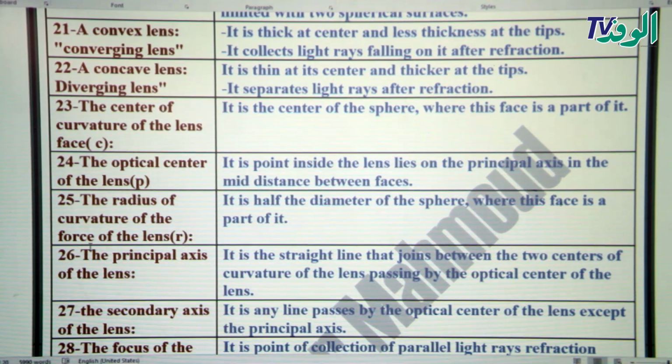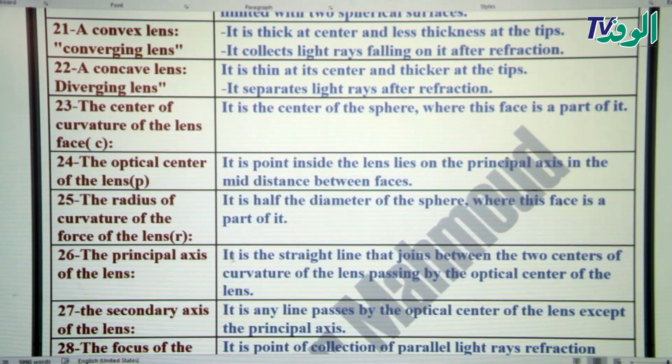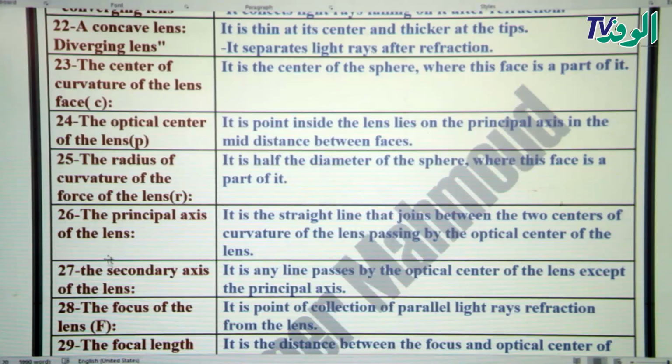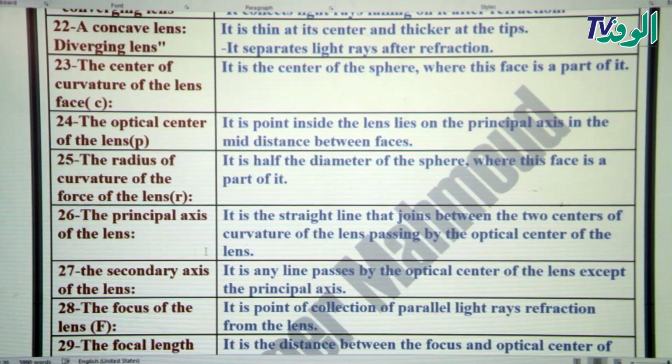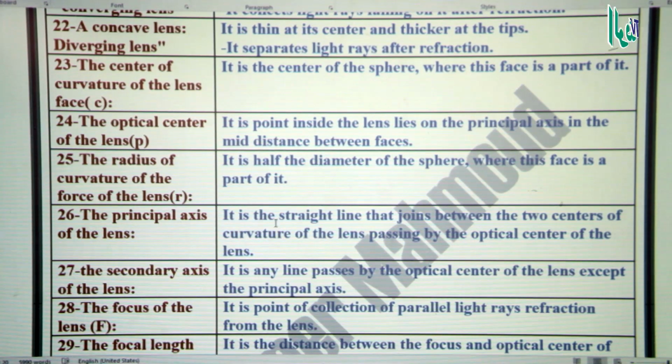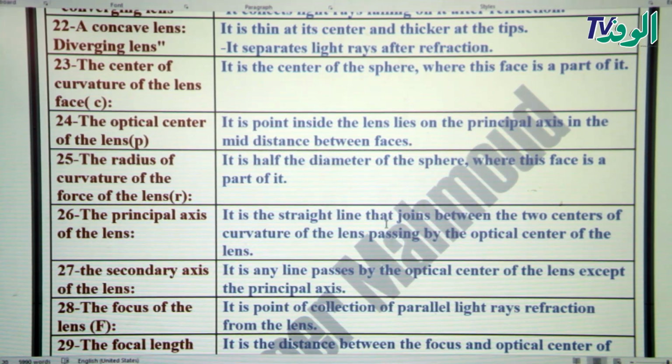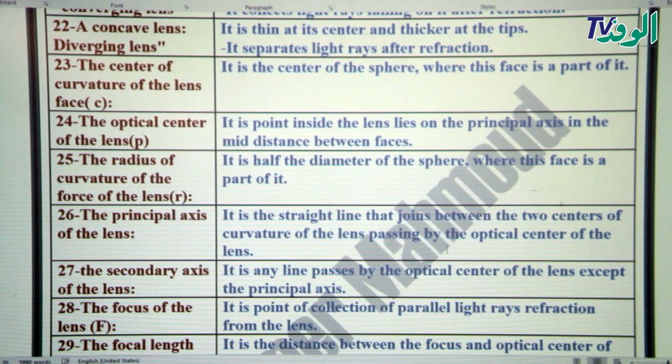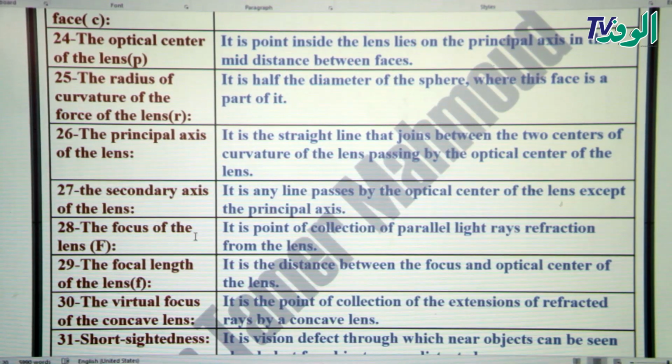The radius of curvature, of course, it is the half diameter of the sphere where this face is a part of it. While the principal axis of the lens, what's meant by the principal axis? It is the straight line joining the two centers of curvature of the lens, passing by the optical center of the lens, of course. What about the secondary axis?